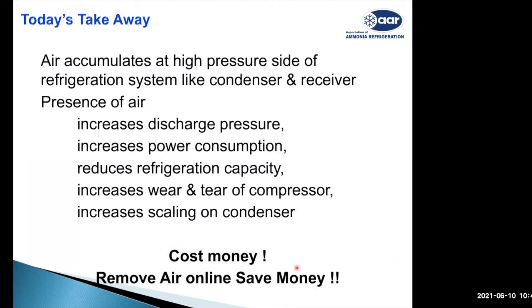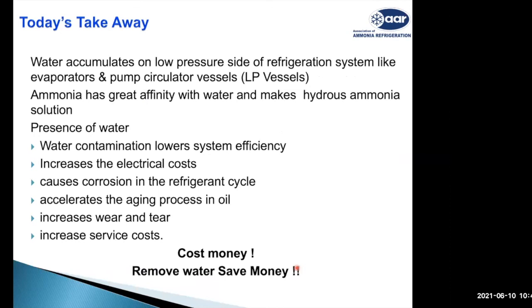So what happens when there is air in the system? It increases the discharge pressure, increases the power consumption, reduces the refrigeration capacity, increases wear and tear, increases the scaling on the condenser, and overall it costs money. Secondly, when there is water accumulation, water always accumulates on the low side of the vessel. And as I told you, because of its affinity with water, there will be immediate mixing of water and ammonia when they come in contact, and from anhydrous ammonia it will become hydrous ammonia, which will change operating conditions.